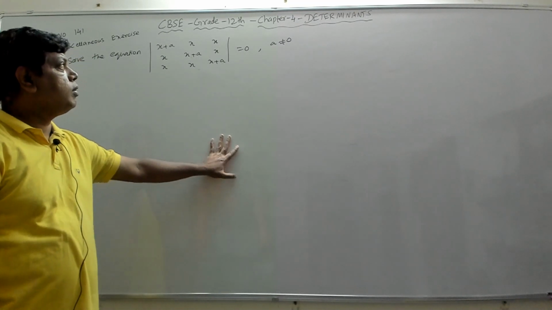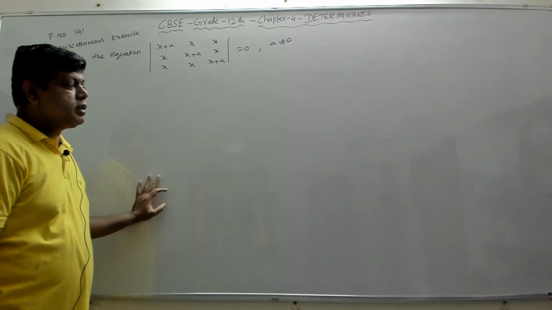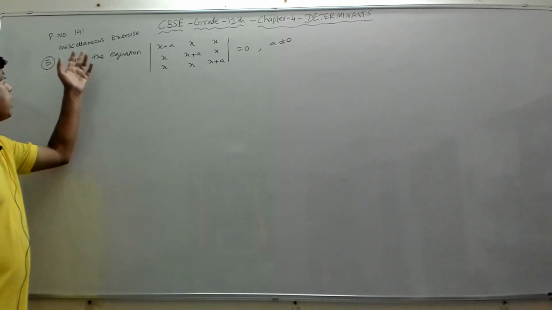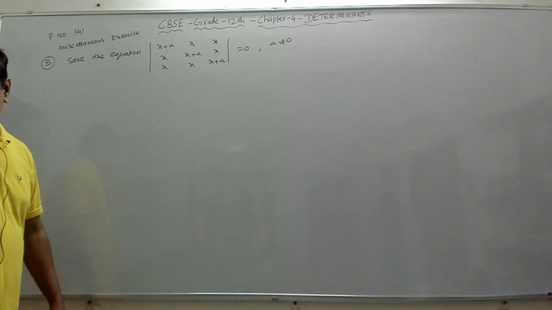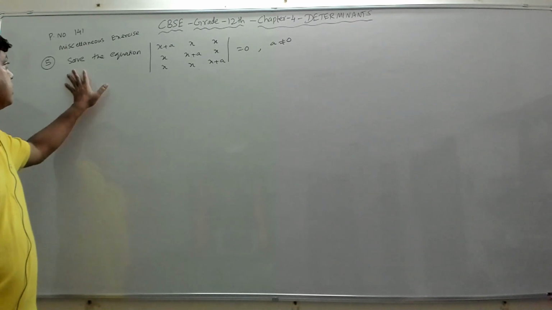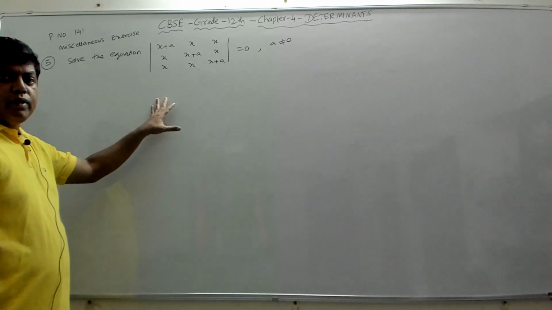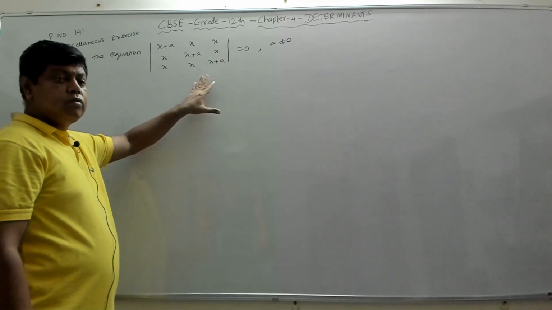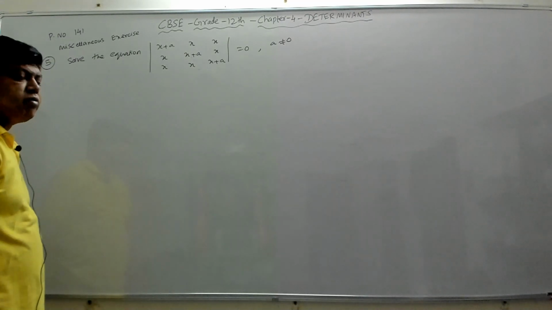In this video, we'll continue with the chapter Determinants from your 12th standard CBSE Mathematics. I'll continue with the miscellaneous exercise on page number 141 in your textbook, problem number 5. Solve the equation, this determinant equal to 0. It is given that the value of this determinant equal to 0, we have to solve and find the value of x.